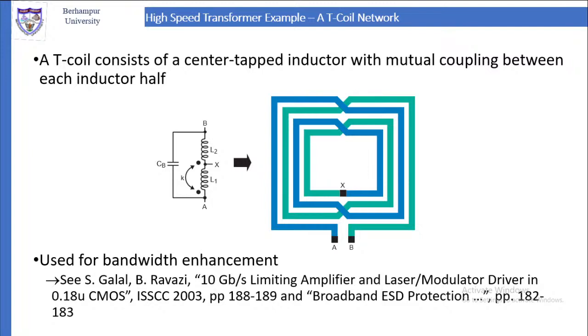The circuit is shown on the left, and the right side is the physical realization. This is basically used for bandwidth enhancement if you use a high-speed transformer. The reference is given here. Basically, this was used for broadband and ESD protection, etc. Next.